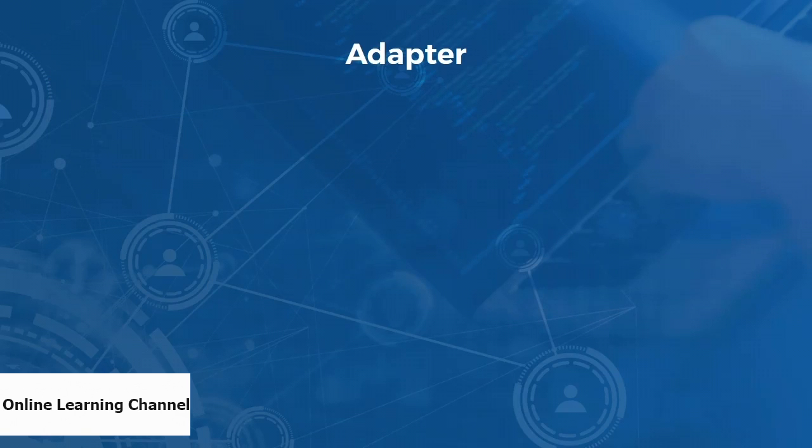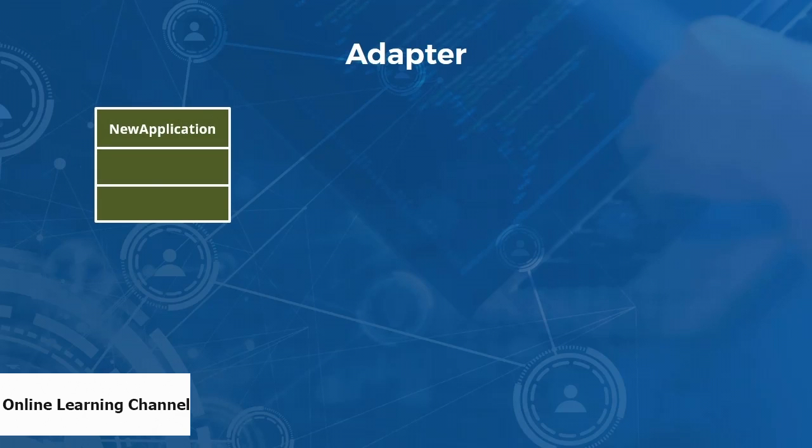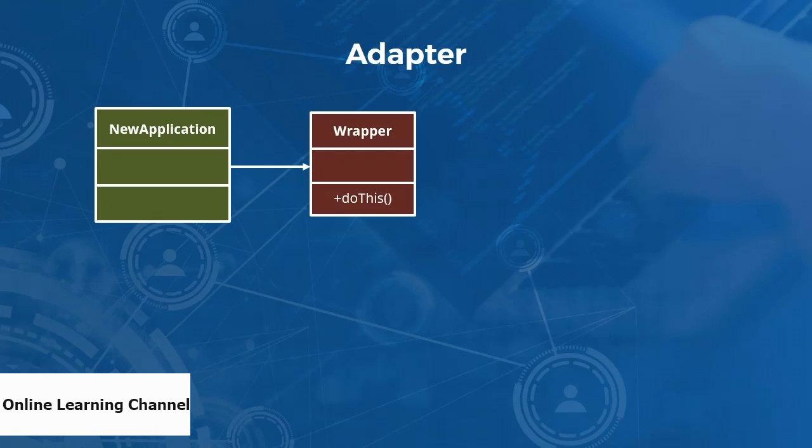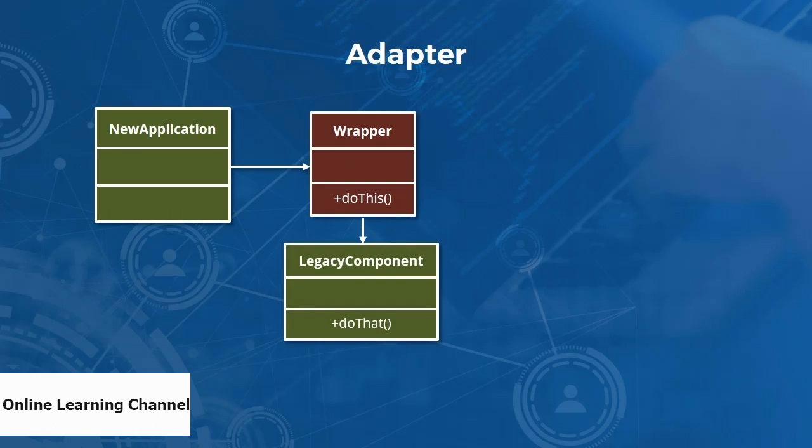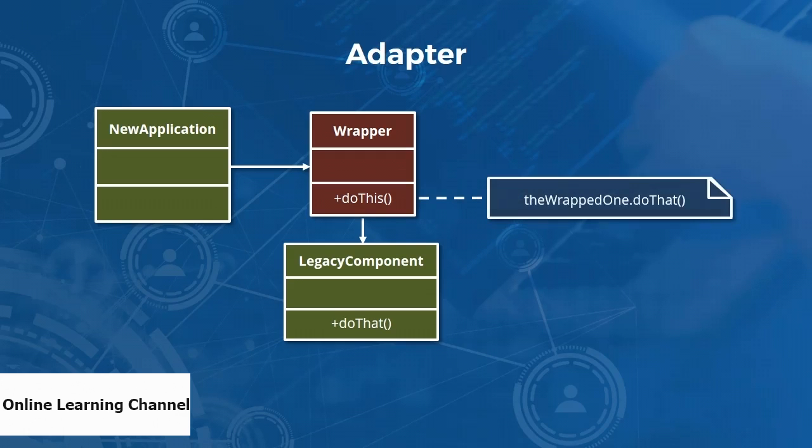Here is the same adapter pattern with a more general example. You have a new application and it's used to this interface, that is the wrapper. This interface has the do this function. But you have some legacy code sitting around. This is your legacy component, which implements the do that function. Now, if you were to expose this legacy component to your new application directly, they wouldn't know when to call do this and when to call do that, which is why you have an adapter. The adapter wraps around the legacy component. The client will invoke do this. Under the hood, this wrapper, that is the adapter, will invoke do that to perform the actual execution using the legacy component.